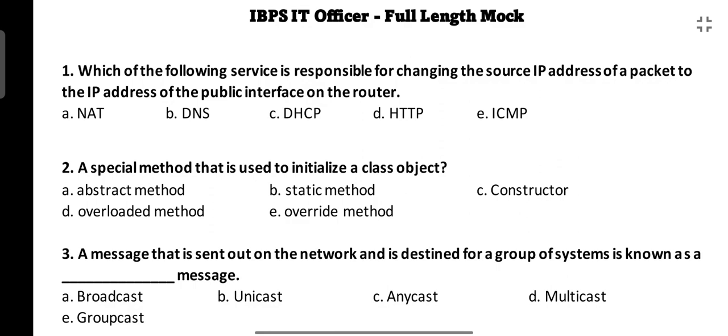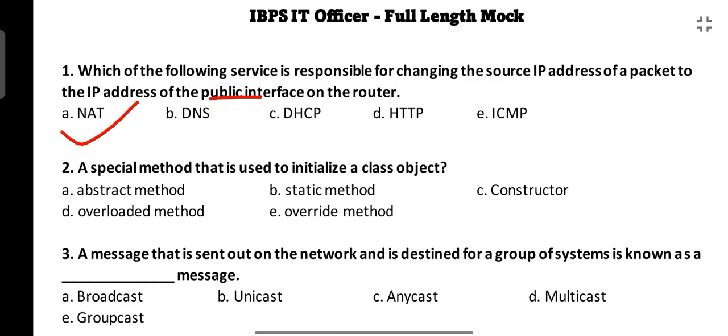So the question is, which of the following services is responsible for changing the source IP address of a packet to the IP address of the public interface on the router? So public interface is the key here. So the correct answer for this is NAT. What is NAT? NAT is network address translation.